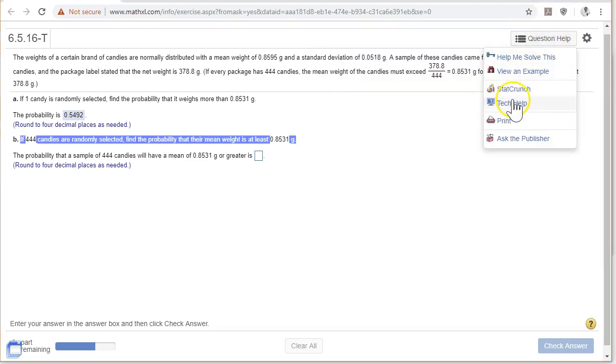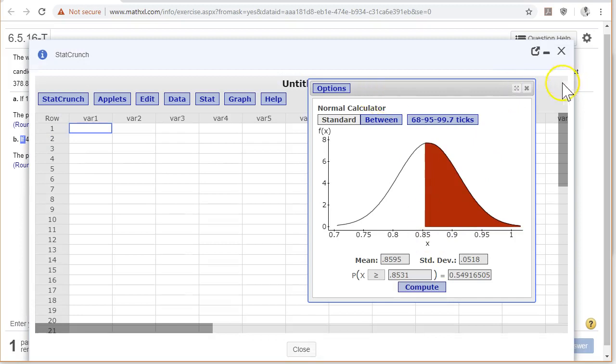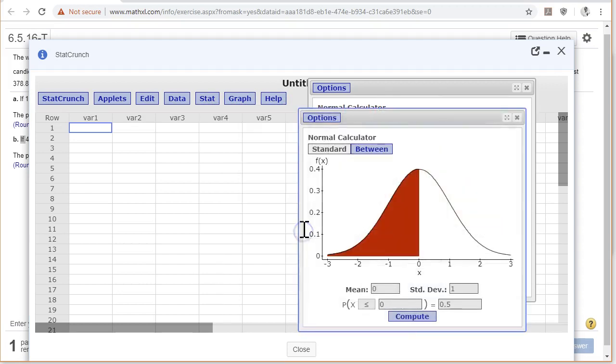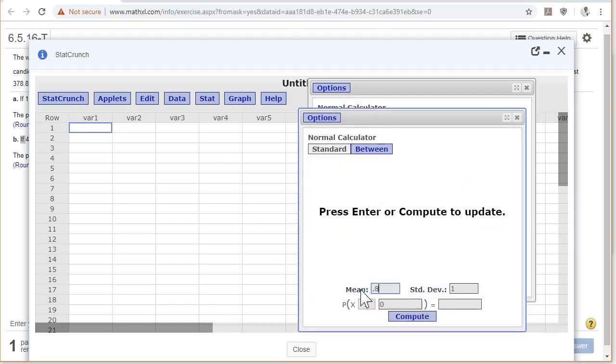So let's go back to StatCrunch. Let's open up another window, StatCrunch calculator, normal. The mean is 0.8595. For the standard deviation, I copied it and I'm going to paste it: 0.0518 divided by the square root of 444. You can punch this into the calculator to get an actual value, but I just typed it all in, and I think the program is smart enough to take the square root of the number.